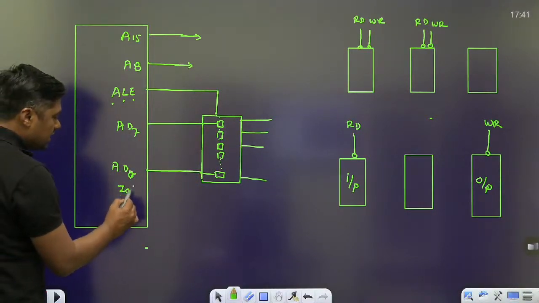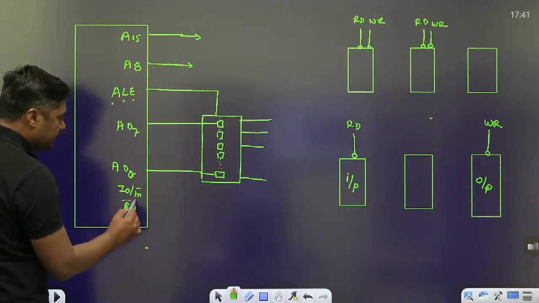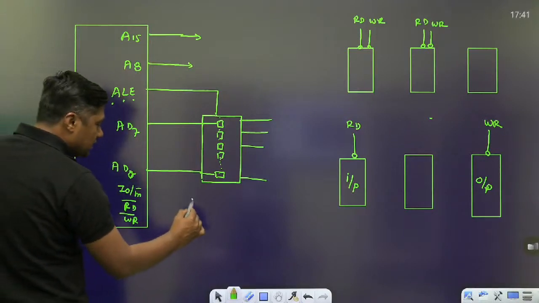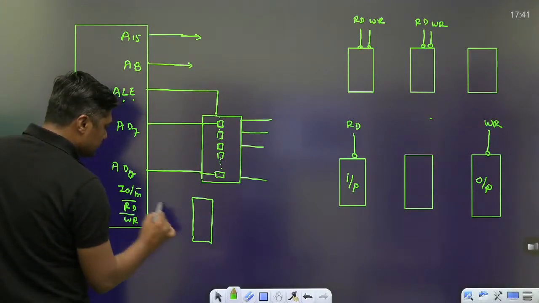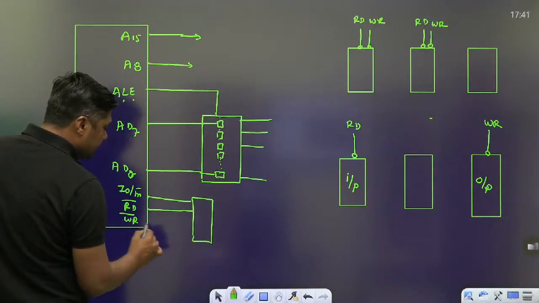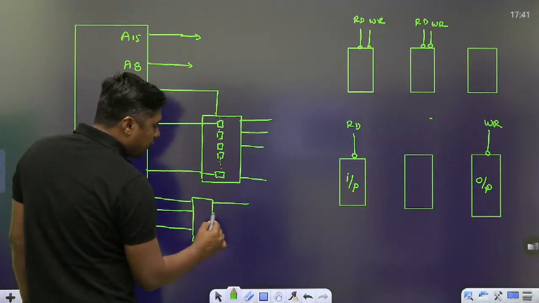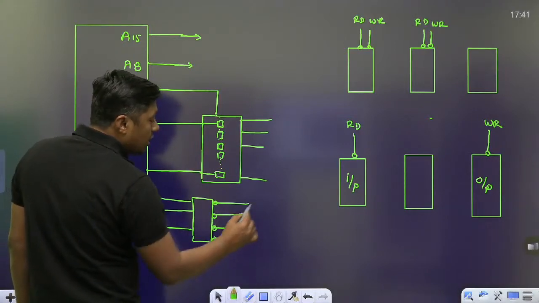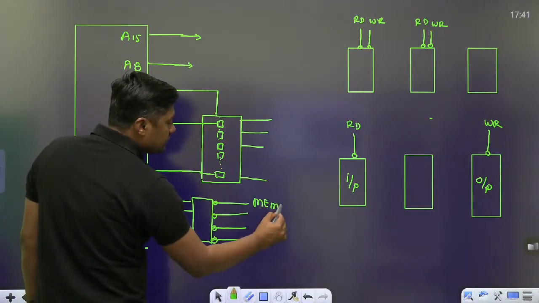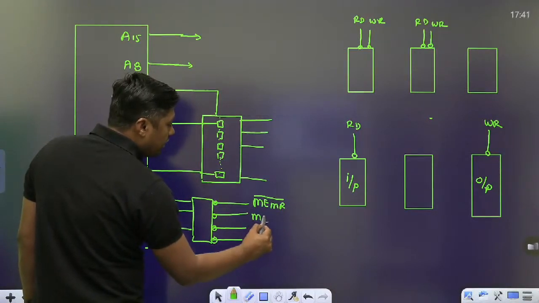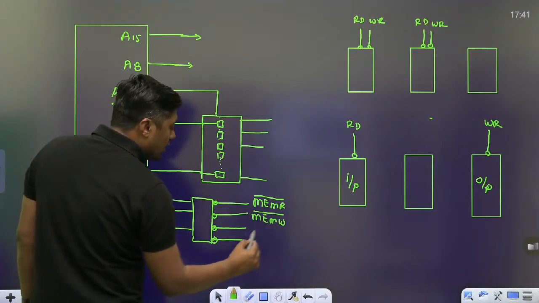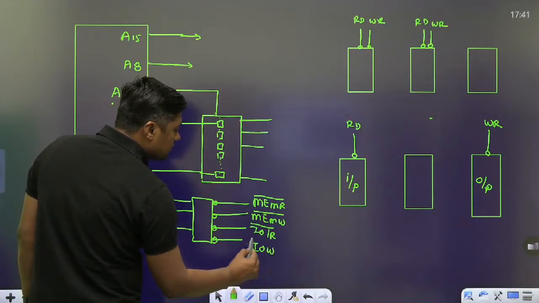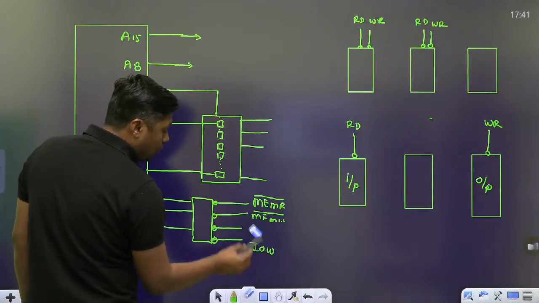Now we have the three signals: IO/memory, read and write. With the help of these three signals and external hardware, we connect here and generate four active low signals. What are the active low signals? One is called memory read, second is memory write, then input output read and input output write. All are active low.